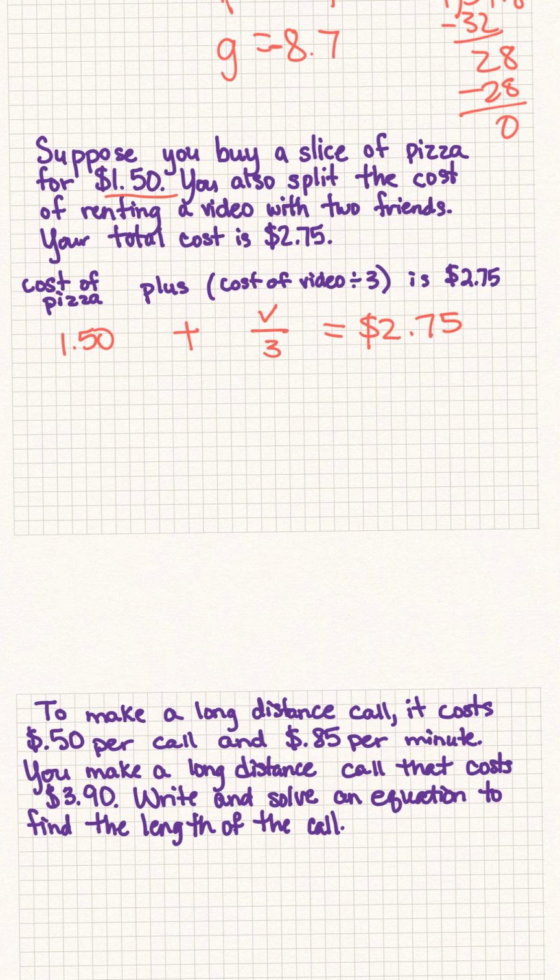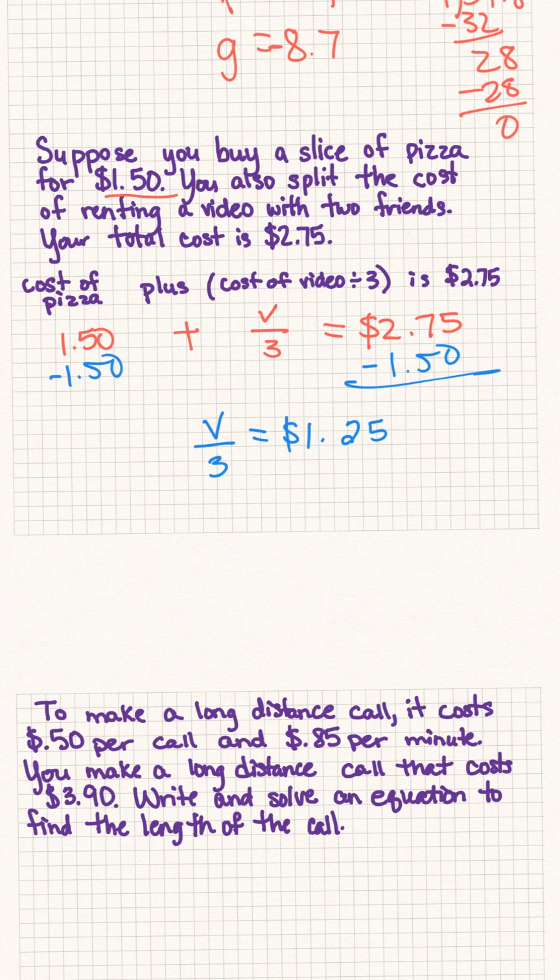So we want to get rid of the $1.50 so that we're trying to isolate the V. We subtract $1.50 from this side. If we do it to that side, we have to do it to this side. So we're left with V over 3 equals $1.25.